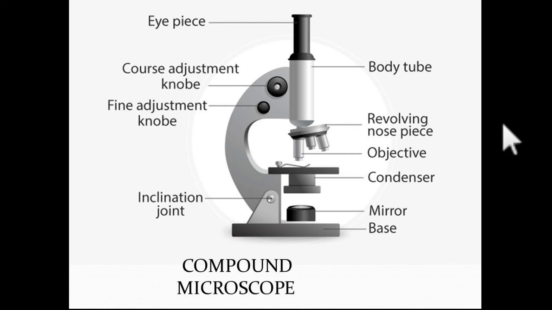Then children, coming on to the arm, the labeling is not shown here children, but this is the arm which is connecting the body tube to the base of the microscope. Then children, you can see coarse adjustment knob here which brings the specimen into general focus. Then fine adjustment you can see here, fine tunes the focus and increases the detail of the specimen.